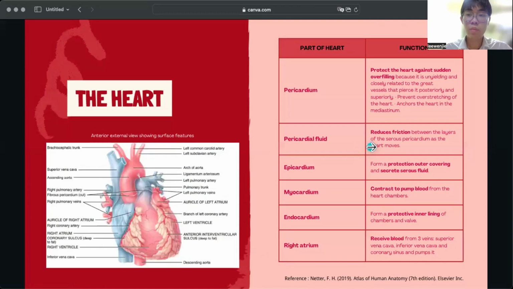Okay, pericardium. This is to protect the heart against sudden overfilling. Pericardial fluid. This is the fluid that reduces the friction between the layers of the serous pericardium. Epicardium, and this is a protective layer, the outer covering, and it secretes serous fluid. Myocardium contracts to pump the blood from the heart chambers. Endocardium forms a protective inner lining of the chambers.